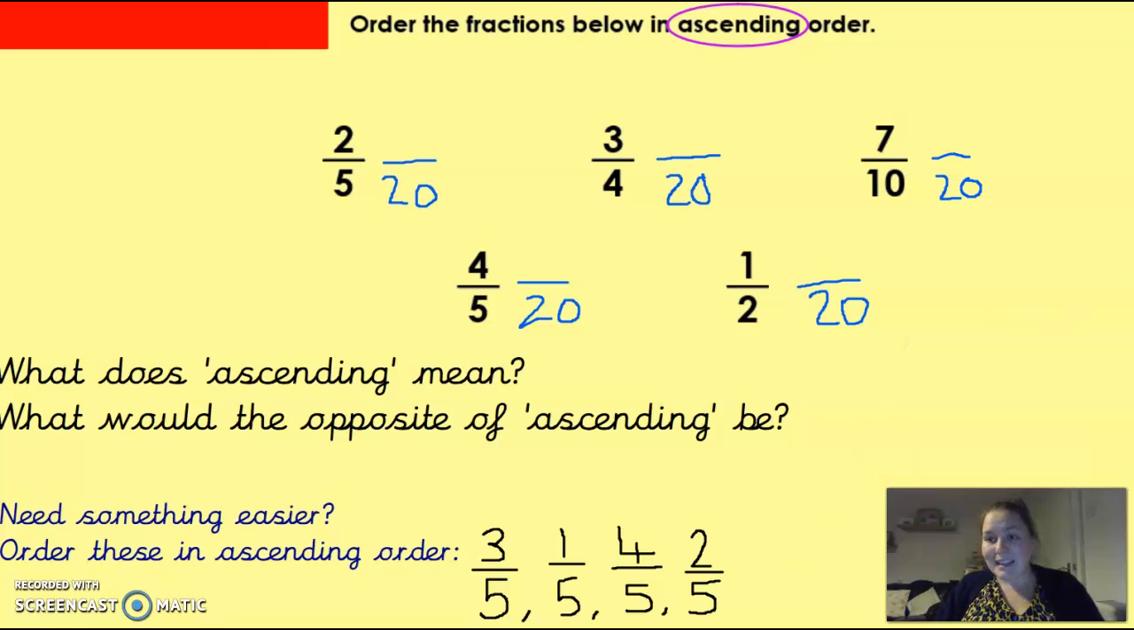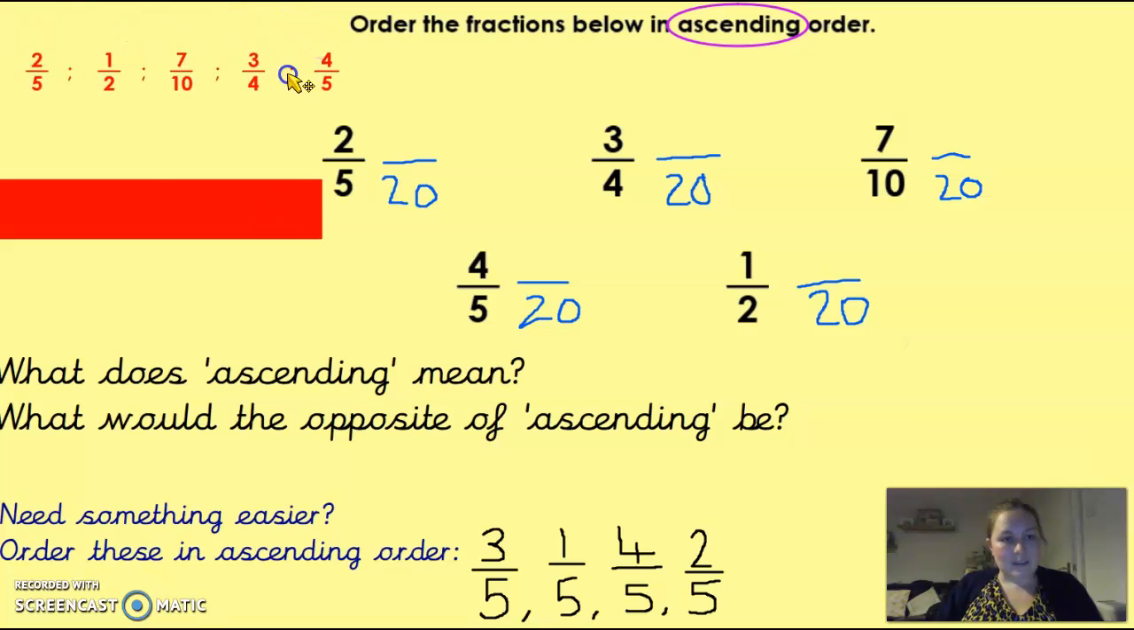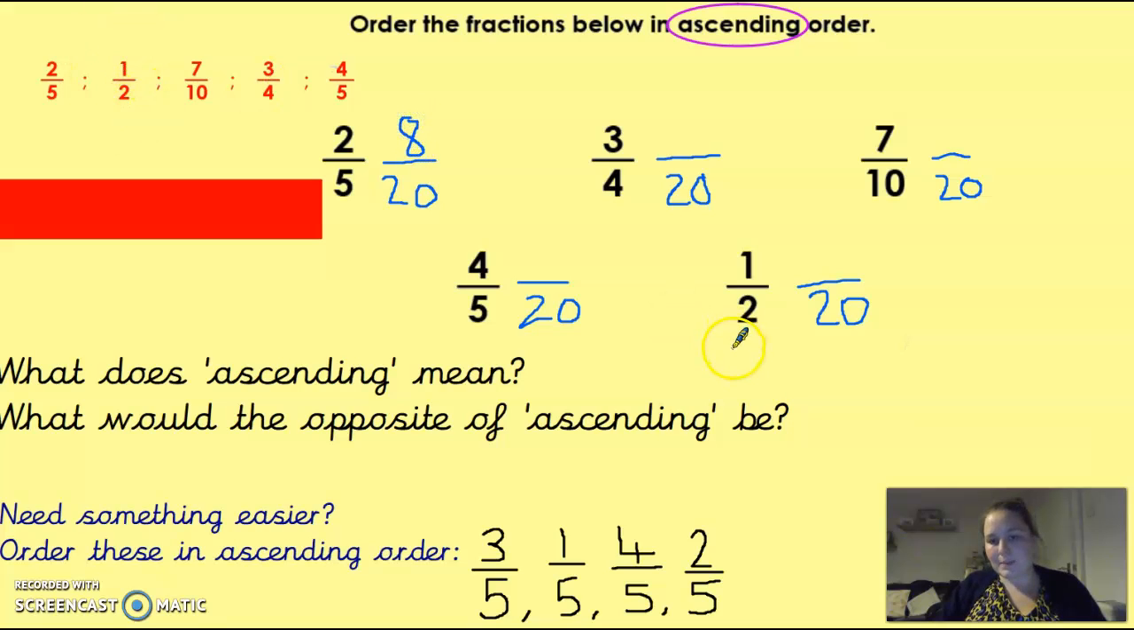Okay, hopefully you managed that. Let's have a little peek at the answers. Oh, they're just slightly out of view. There we go. So 2/5 would have been the smallest. Let's do this together. 5 times 4 is 20. So 2 times 4 is 8, 8/20. 1/2 was the next biggest.